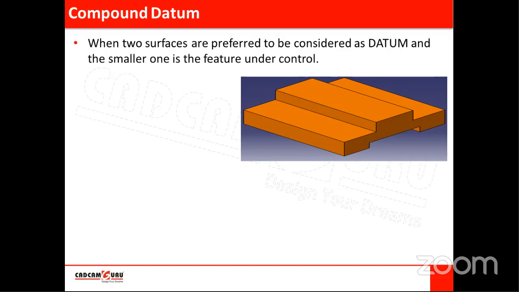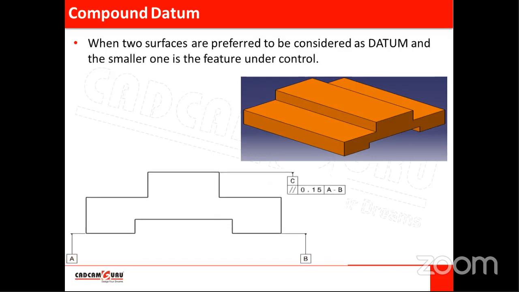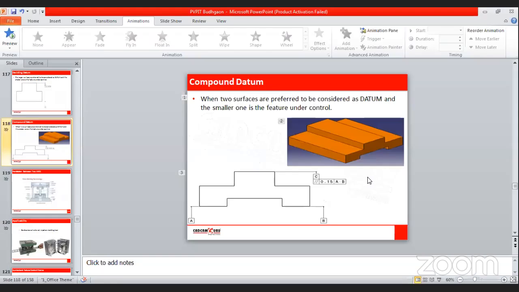So we have to define the datums in the third chamber. But here there are two surfaces, and simultaneously we are expecting parallelism of this surface with these two surfaces. So here this is called a compound datum. These are not separate datums. So here the feature control frame will be like this.